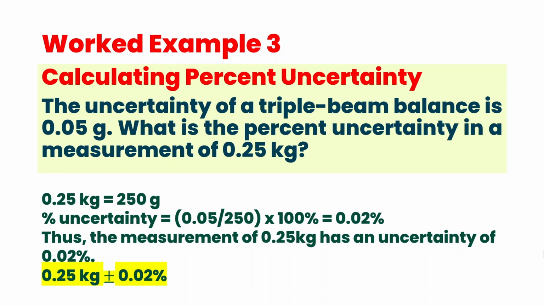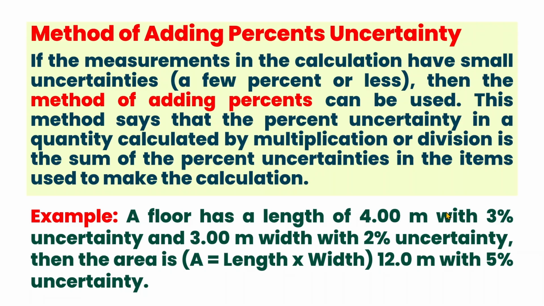Okay, so that would be all for uncertainty. But what if there are many measurements? Can we add percent uncertainty for every measurement? Let's say you have five units and each of the units has its own percent uncertainty. Can we add all the percent uncertainties? If the measurements in the calculations have small uncertainties, just a few percent or less, then the method of adding percents can be used.